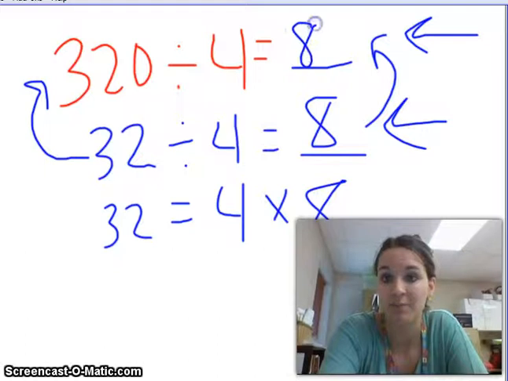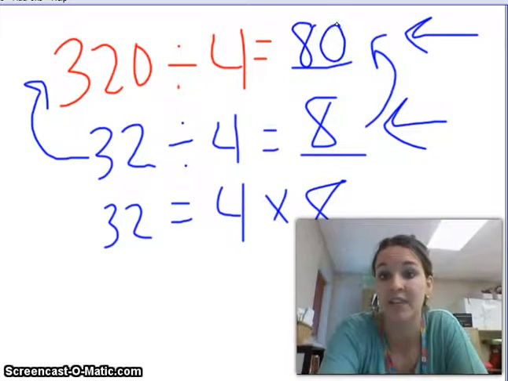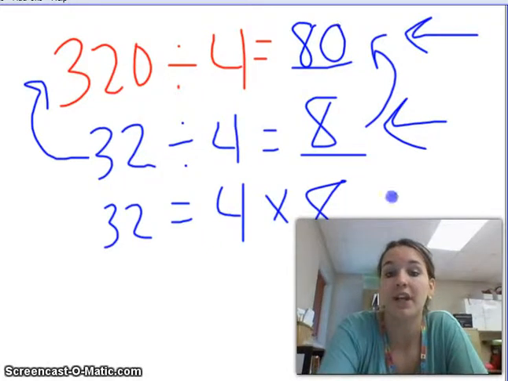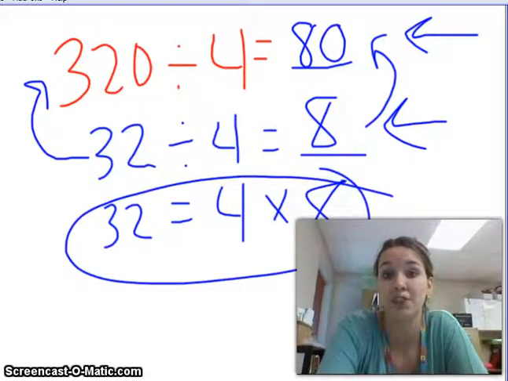Well, in order to make 8 10 times bigger, all I have to do is add a 0, because 80 is 10 times bigger than 8. This is something that I would be able to do mentally in my head because I know the multiplication fact of 4 times 8 is 32, which would help me solve that problem.